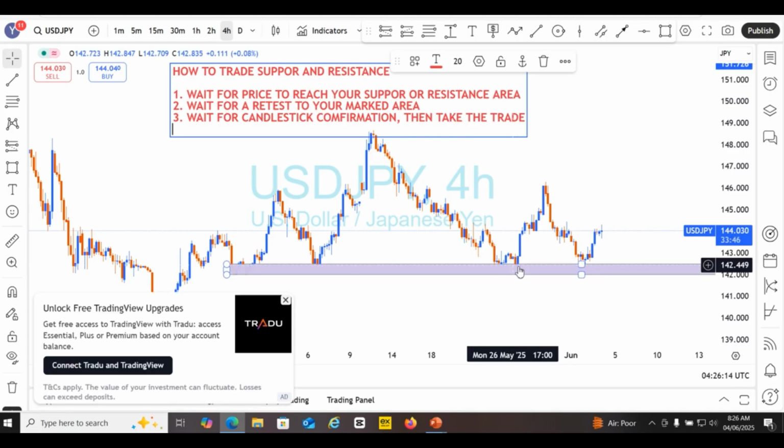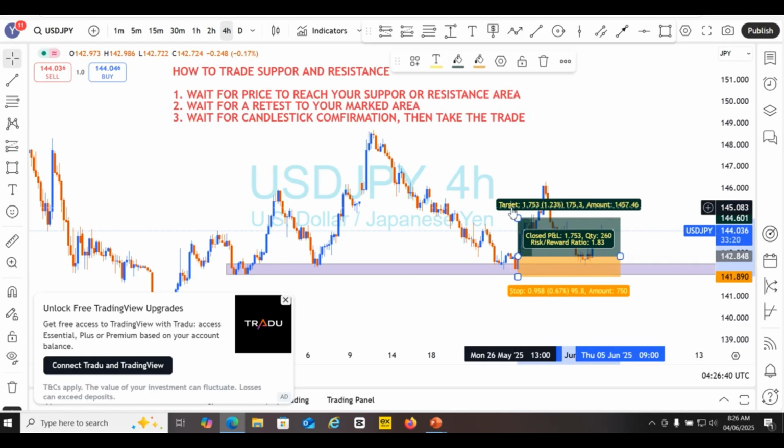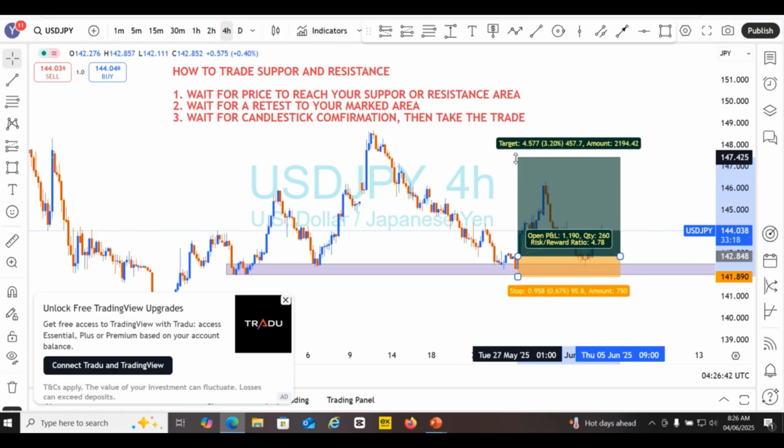Just after the retest of this area, when it goes up, it will go up drastically. So you have to wait after it comes down. It goes up, then comes back inside that particular area you marked. I call that the point of retest. Just after that retest, you enter for a long. From this point you enter long, then you target times 2 or times 3. So that is how to take a trade with support and resistance.